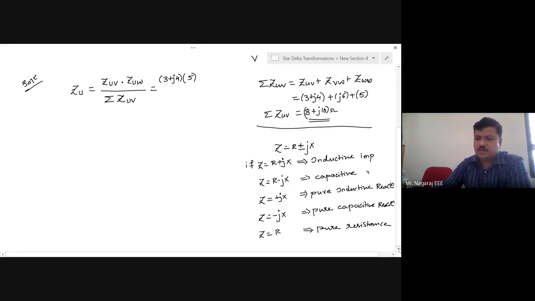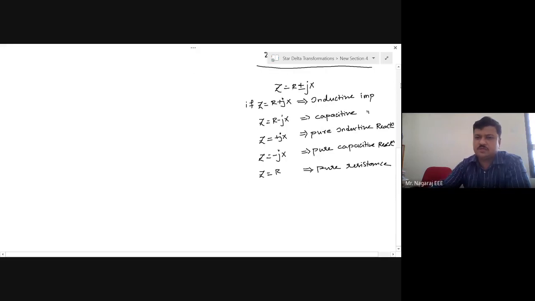So here what we can observe with this combination is, if there is impedance, then it has got resistance and reactance. If there is pure reactance, then there is no resistance. If there is pure resistance, then there is no reactance. Plus sign indicates inductance, minus sign indicates capacitance.